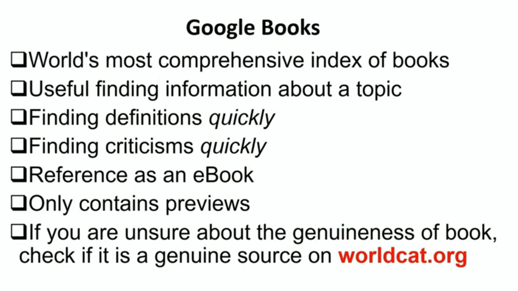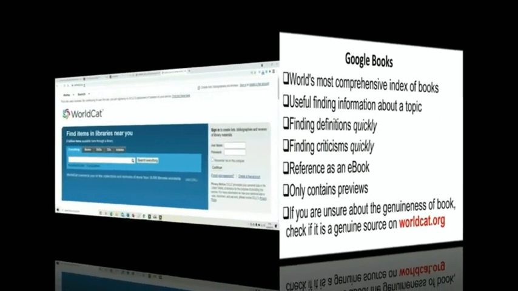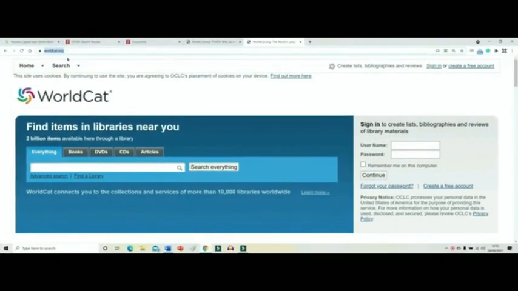If you are unsure about the genuineness of a book, you can check if it is a genuine source on worldcat.org. Worldcat.org is a repository of genuine sources. If you cannot find a book in the worldcat.org repository, then leave this book alone.